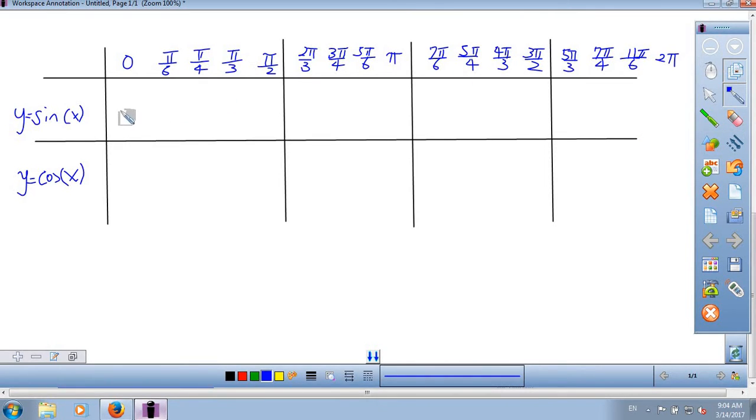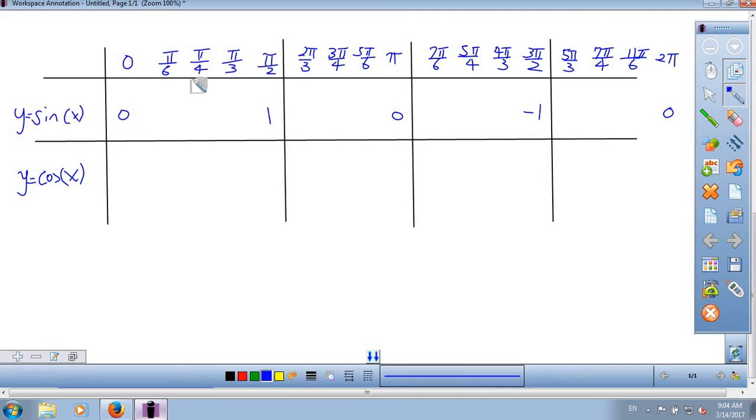Alright, so sine starts with 0. At pi over 2 it will be 1, at pi it will be 0, at 3 pi over 2 it will be -1, and then 0 again at 2 pi.